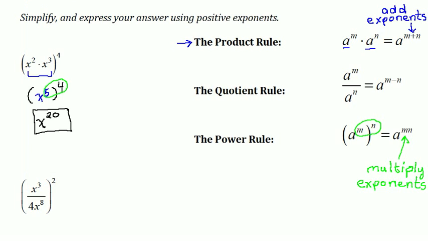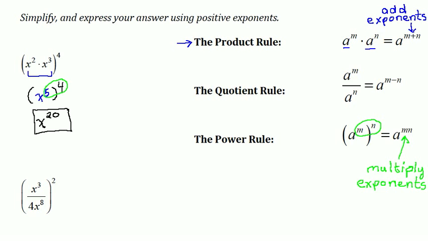It's fairly common for the product rule and the power rule to be confused. So what we want to remember is that if we have a power to a power, that's when we multiply. And in this other situation where we have two expressions, each having the same base that are being multiplied, that is the situation in which we add the exponents.